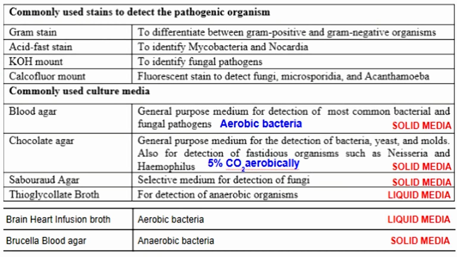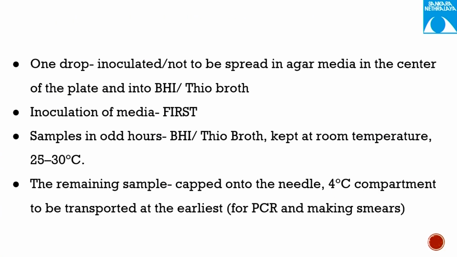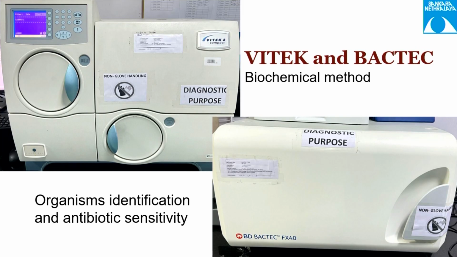And now we also use the BACTEC, which is a blood culture system, which has got an indicator to show if bacteria are growing. Because it's got a shaking system, we can find out if the bacteria are growing quite early compared to the normal visualization of turbidity. Yes, sir. We have images for BACTEC and VITEK also, sir, we have taken. Yeah. So this is our biochemical method for organism identification and antibiotic sensitivity.